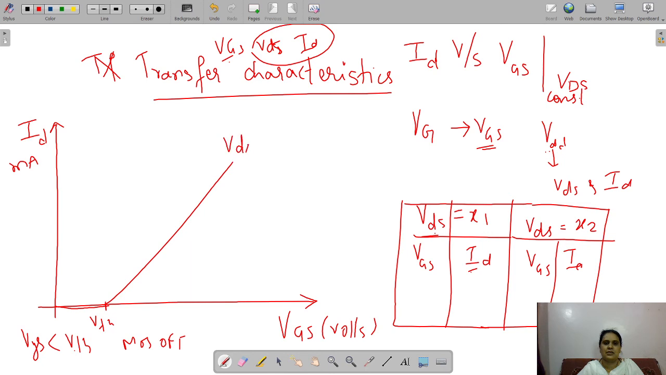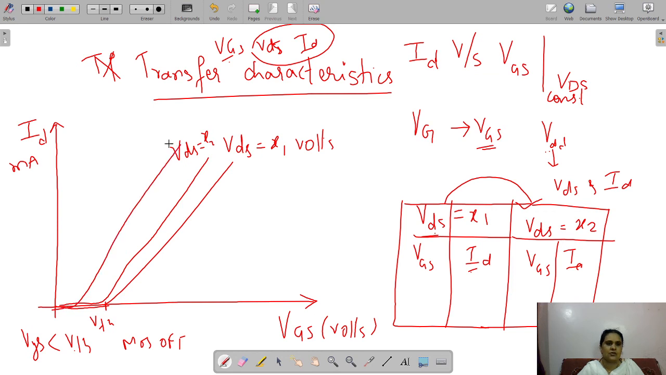Say for VDS equal to X1 volts, we are getting this. Now I will increase the value of VDS, and I will get this type of curve, VDS equal to X2 volts. Again if I increase it, I will get this one, VDS equal to X3 volts.